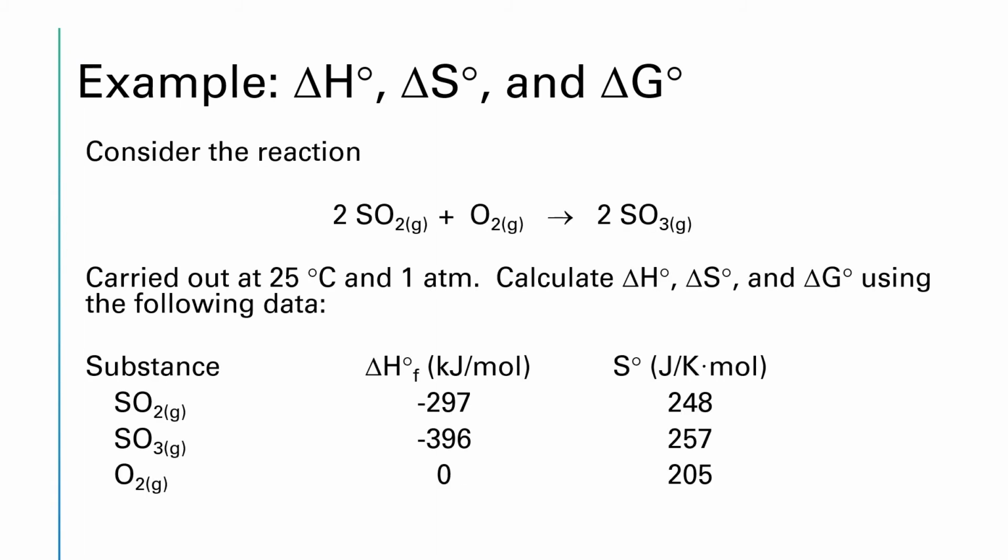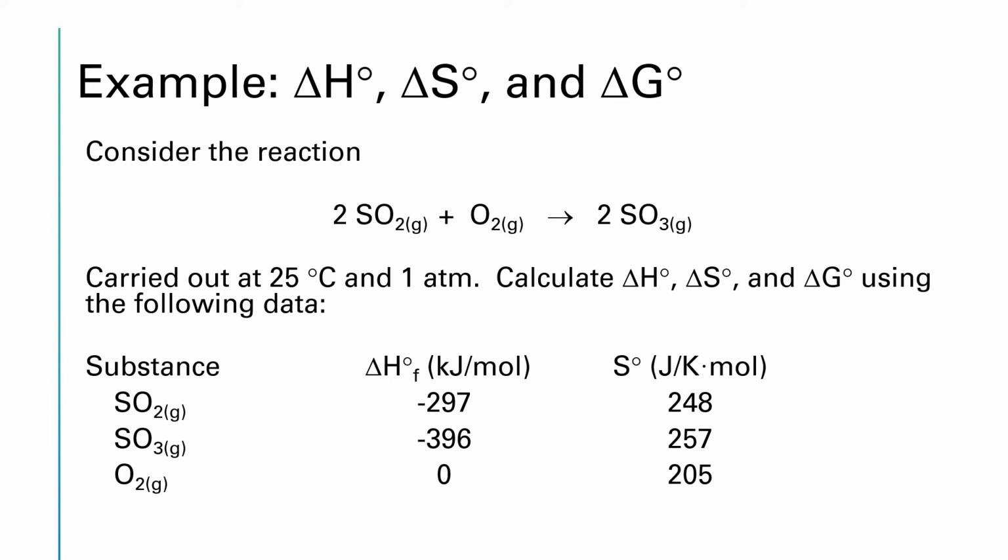All right, let's work our way through this problem. We need to find delta H naught, delta S naught, and delta G naught. The reaction that we're given is two SO2s react with O2 to make two SO3s, and it's carried out at 25 degrees C and 1 atmosphere. So under standard conditions, let's calculate delta H naught, delta S naught, and delta G naught from the following data.